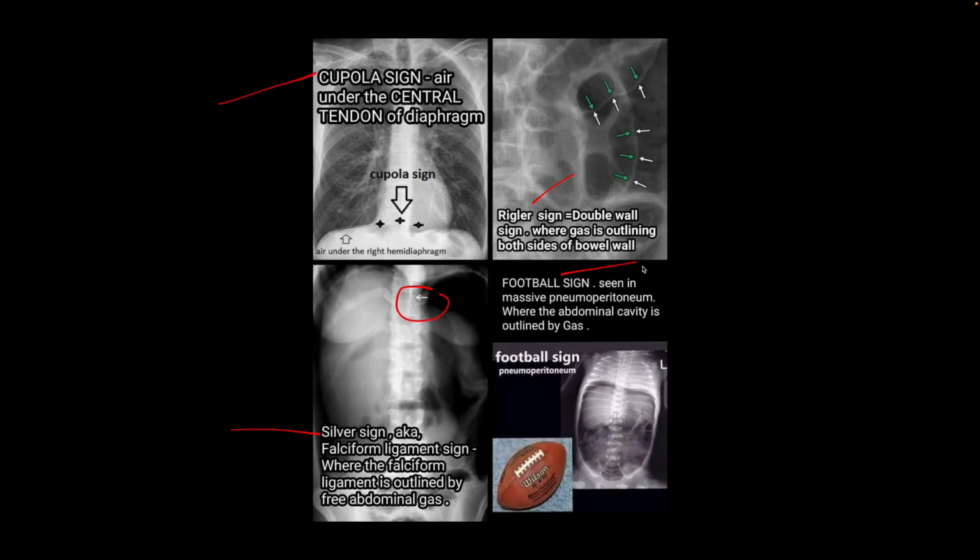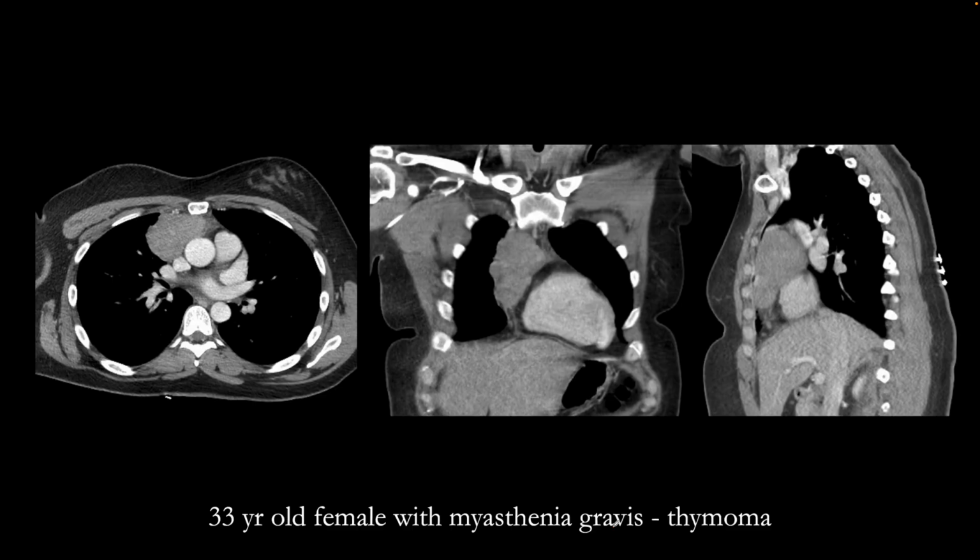And then the football sign, which is seen in massive pneumoperitoneum, where the abdominal cavity is outlined by gas, as seen here, and looking like a football. These are all the signs that have been reported on plain films from pneumoperitoneum.